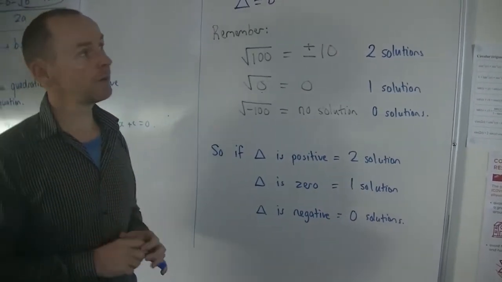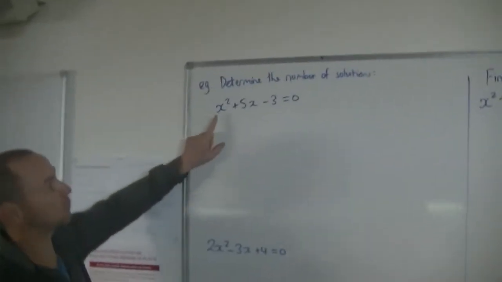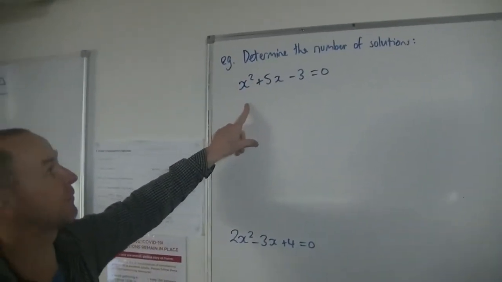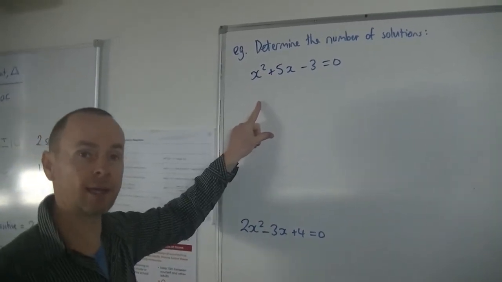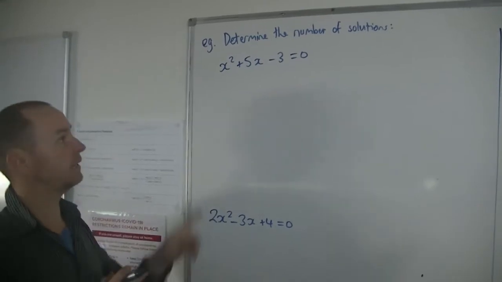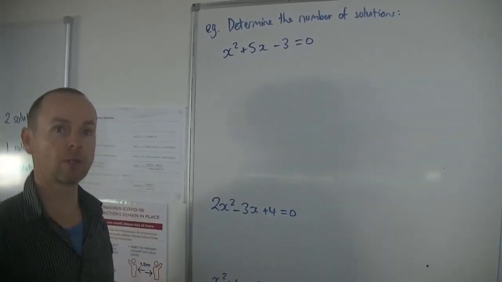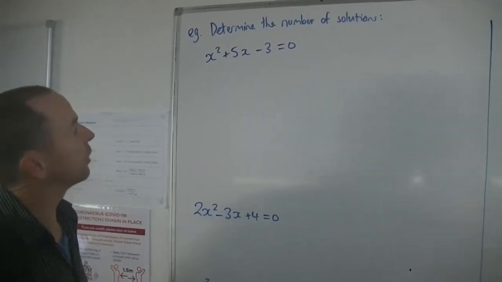So we'll move over to our questions over here. You can copy it down as I do it. The first question says, determine the number of solutions. So it is not saying, what is the value of x? We don't want to solve the equation. It just says, in this equation, how many solutions are there? So the answer is either there's 2, there's 1, or there's none. So, how do we do it?